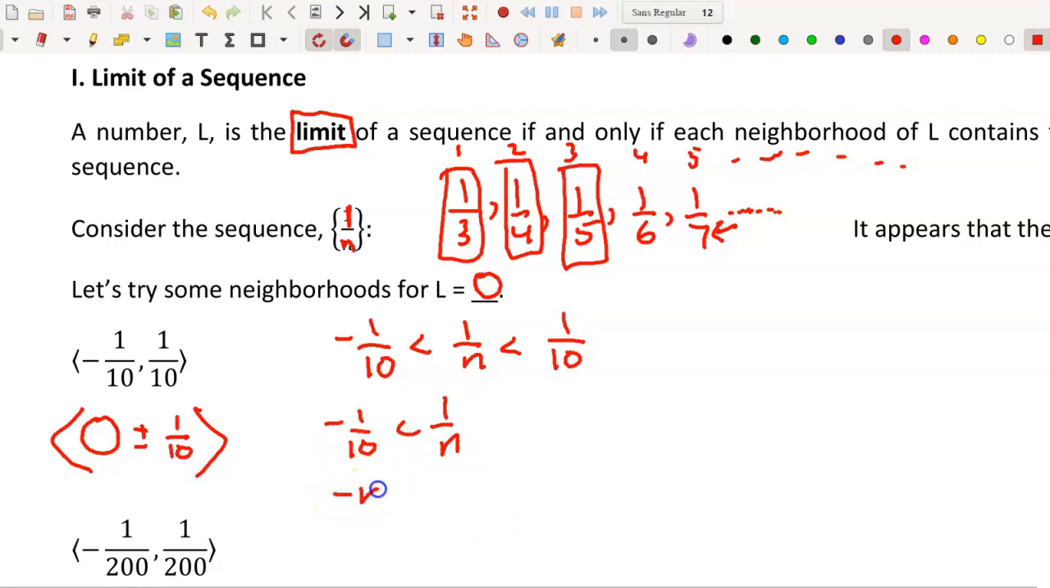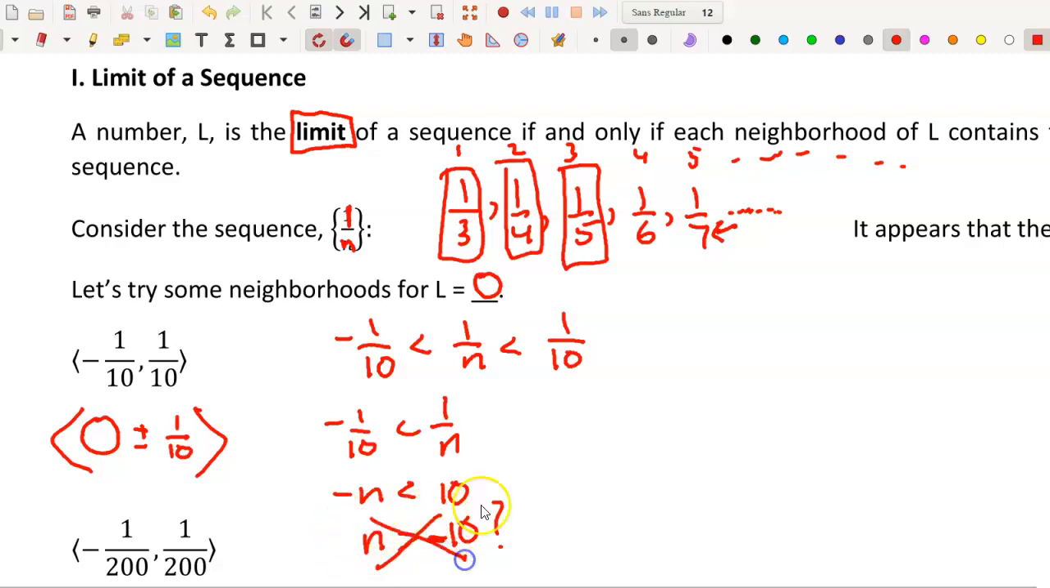We get negative n less than 10. So this one says n must be greater than negative 10, which should raise a red flag because n is these counting numbers. To say it's bigger than negative 10 doesn't make sense. It can't be negative 9. There's no such thing as a negative 9 natural number. We always start with a sub 1 and go a sub 2, a sub 3. No negatives, no decimals, no fractions.